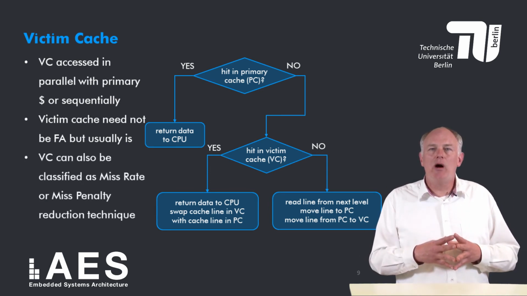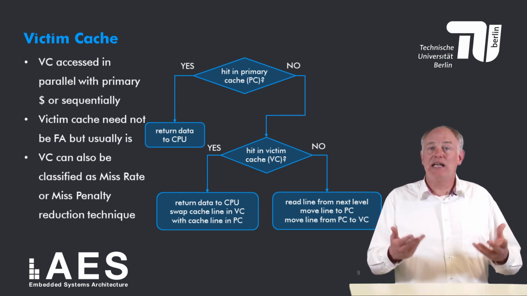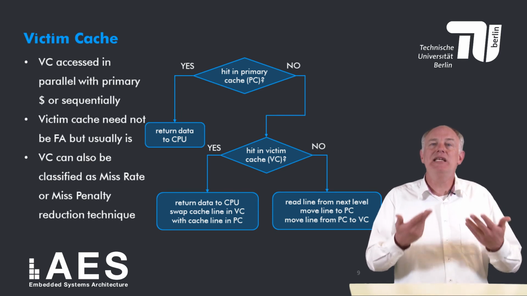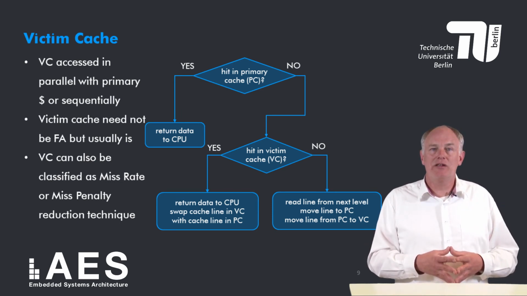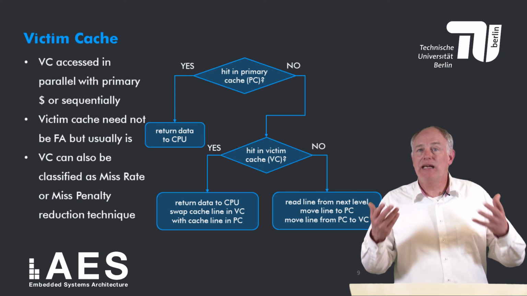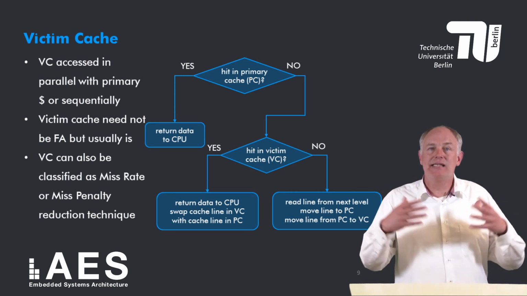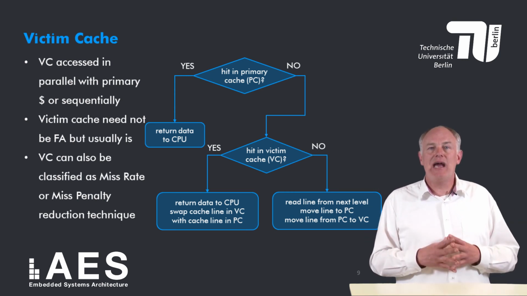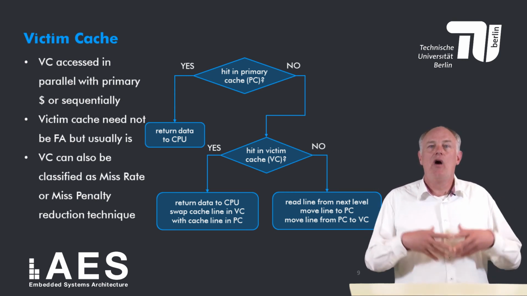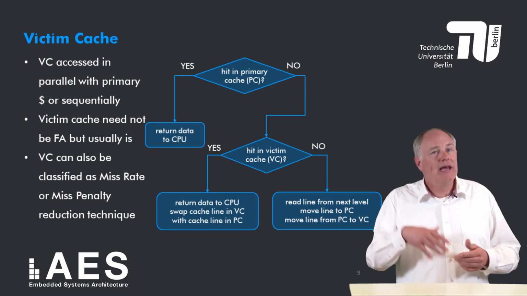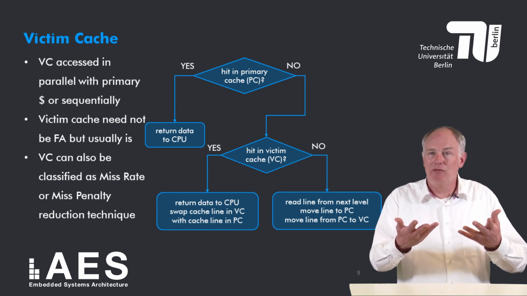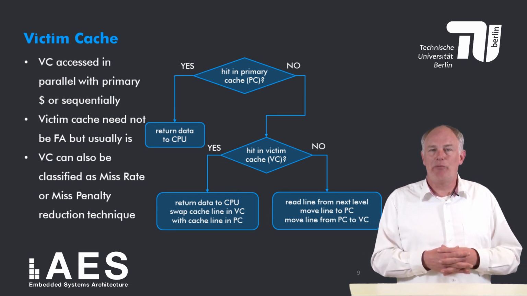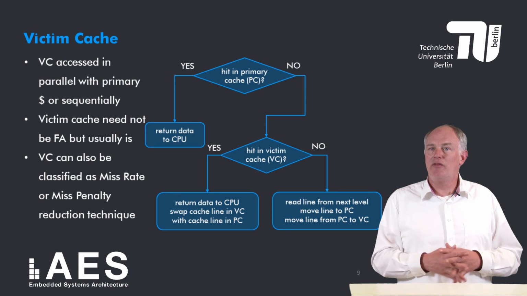Finally, I would like to remark that while I presented the victim cache as a hit time reduction technique, it can also be classified as a miss rate or miss penalty reduction technique. It can be classified as a miss rate reduction technique since the aggregate miss rate of the primary direct map cache and the victim cache will be smaller than the miss rate of the direct map cache alone. It can be classified as a miss penalty reduction technique because the miss penalty will be lower when there is a miss in the primary cache but a hit in the victim cache.